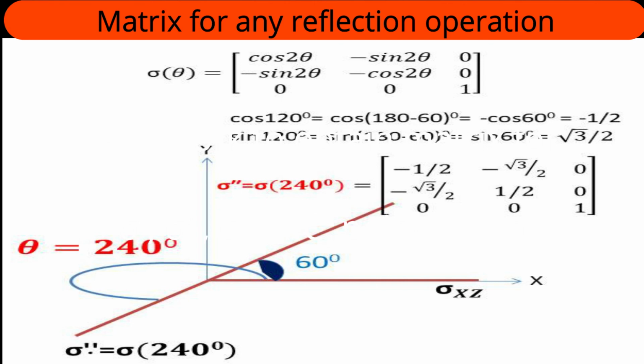Substituting these values in our general matrix for the plane, we will get the matrix for sigma double dash, the matrix which is obtained by rotation of 240 degrees of the sigma xz plane. The matrix will be minus half, minus root 3 by 2, 0; minus root 3 by 2, 1 by 2, 0; 0, 0, 1. What is the character? The character is equal to 1. So we have derived all three matrices for the C3 point group.